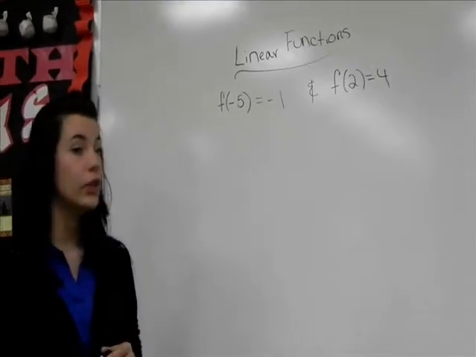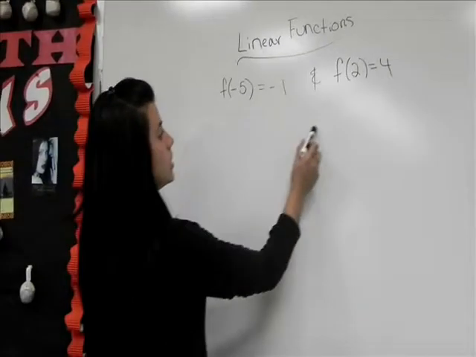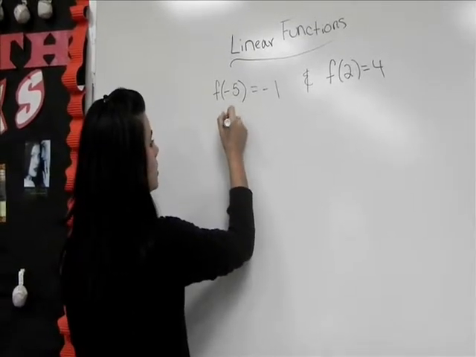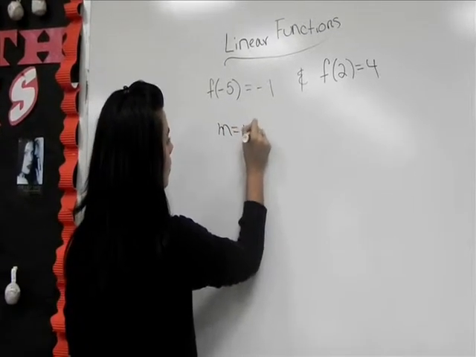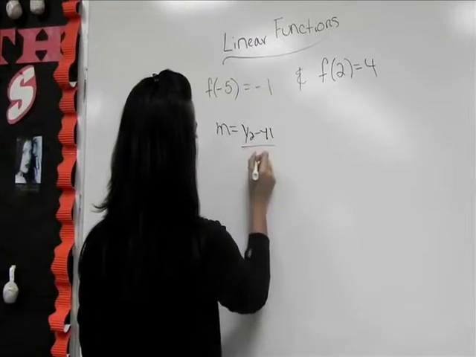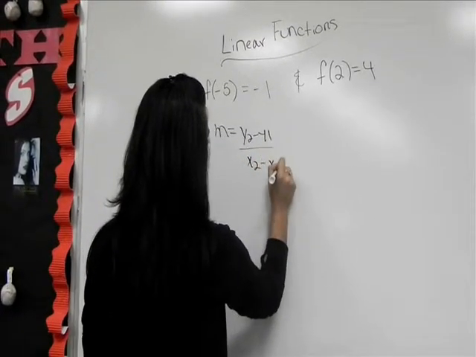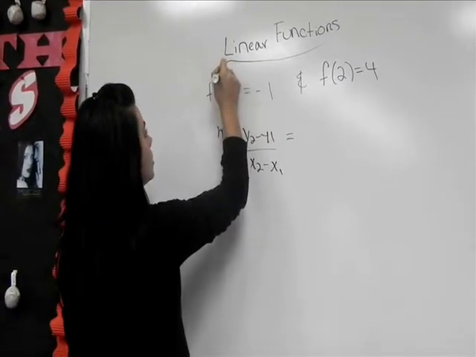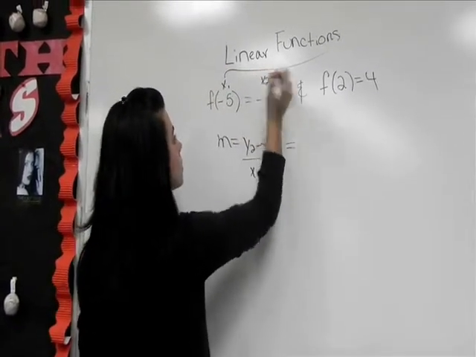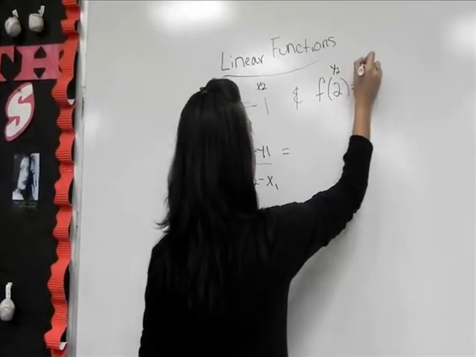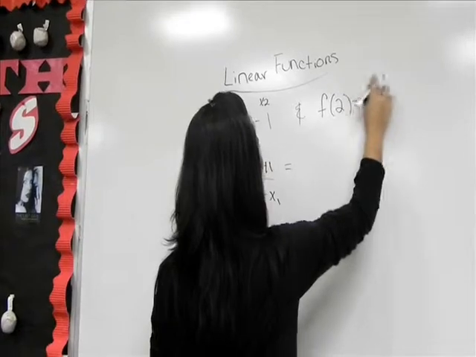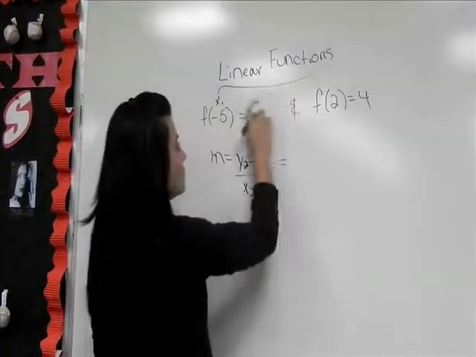Okay, so what I'm going to be teaching is how to write an equation using linear functions. And with this given information, the first thing you have to do is find the slope using the slope formula, which is m equals y2 minus y1 over x2 minus x1. If you want, you can write down what each of the numbers are so you won't get confused.